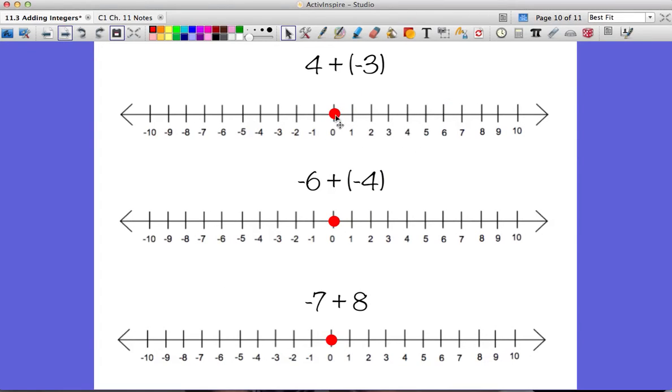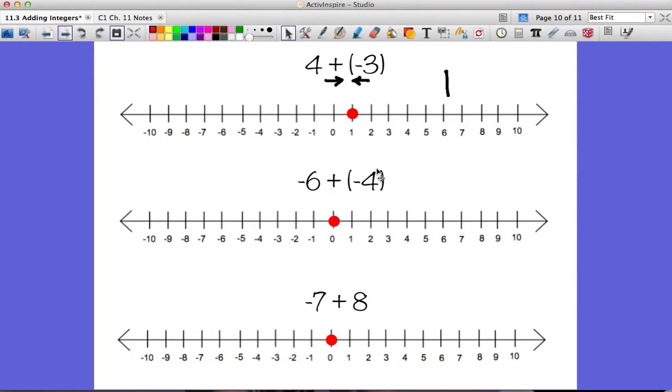For example, I start at a positive 4. Because our problem is 4 plus negative 3, the first symbol tells me that I need to move right. But as I read on, the second symbol tells me I need to move left. So I pay attention to that second symbol and know that I need to move left 1, 2, 3 spaces. So my answer here is a negative 1. I'm sorry, a positive 1. That fits with our rules because 4 is further away from 0 than negative 3, so our answer has to be positive.